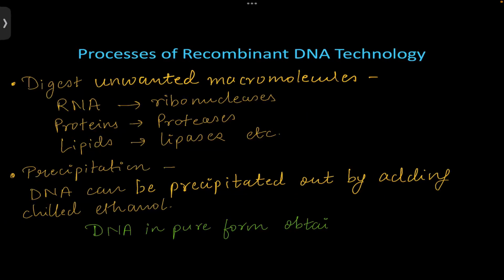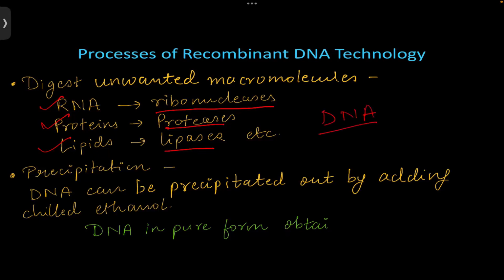So after you have finished breaking down the cell membranes and all the cellular contents are now out in the solution, you have to digest the unwanted macromolecules so that ultimately you are left behind with the DNA. So what are the unwanted macromolecules? These are the RNA, proteins, and lipids. RNA can be digested using ribonucleases, proteins can be digested using proteases, and lipids can be digested using lipases. Okay. Now, after this, you are only left with the DNA molecule.